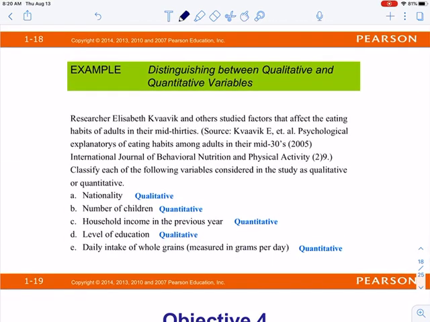Okay, spoiler alert, the answers are already shown, but let's go through this. We're going to distinguish between qualitative and quantitative variables. Researcher Elizabeth Kavik and others studied factors that affect the eating habits of adults in their mid-30s. Classify each of the following variables considered in the study as qualitative or quantitative. Part A, nationality. Nationality, again, you can't put a number on that. That's qualitative. Part B, the number of children. You absolutely can put a number on that.